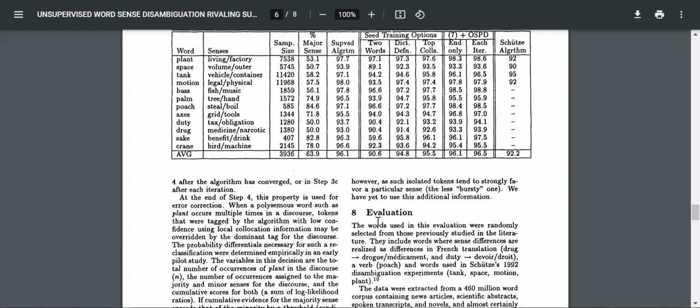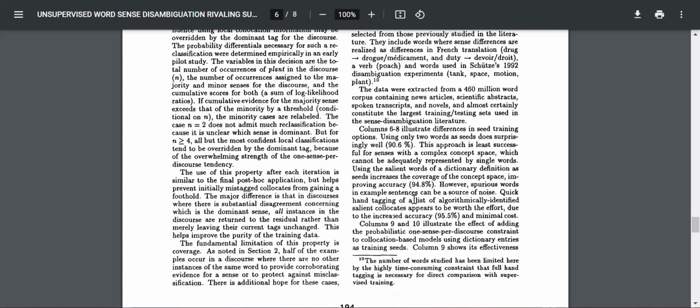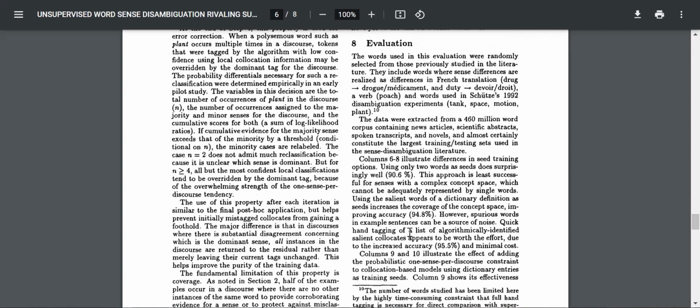Alright. So, evaluation. The words used in these evaluations were randomly selected from those previously studied in the literature. They include words where sense differences are realized as differences in French translation, drug and duty, a verb poach, and words used in Schutze's 1992 disambiguation experiment: tank, space, motion, and plant. The number of words studied has been limited here by the highly time consuming constraint that full hand tagging is necessary for direct comparison with supervised training.